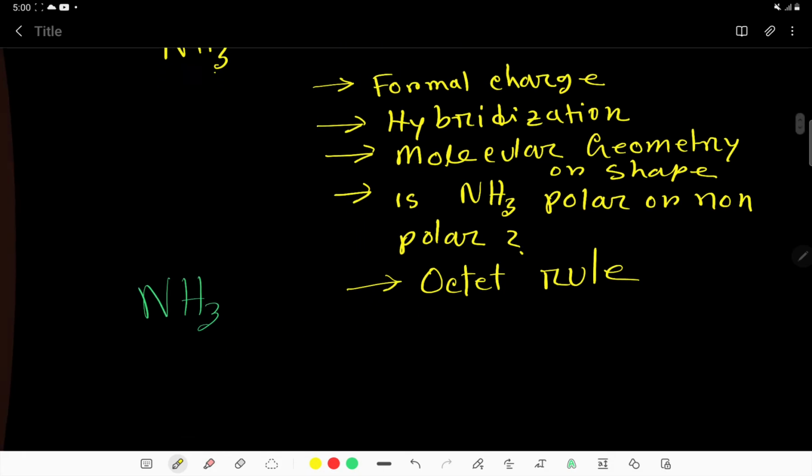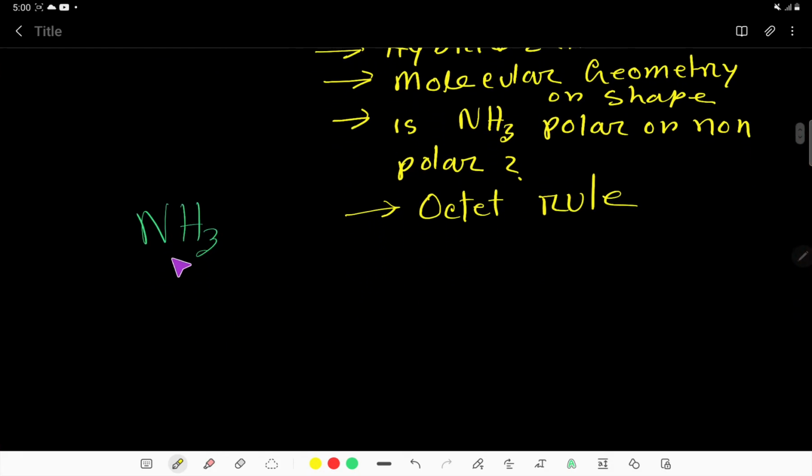Okay, so let us first find out the valence electrons for NH3. Nitrogen is an element of group 5A, that is why it has 5 valence electrons, and hydrogen is an element of group 1A, that is why it has 1 valence electron. But here we have 3 hydrogen atoms, so 5 plus 3, that is, we have a total of 8 valence electrons in the NH3 molecule. These 8 valence electrons have 2 tasks at the same time. The first task is to connect these 4 atoms together, and the second task is to satisfy the duet for hydrogen and octet for nitrogen.